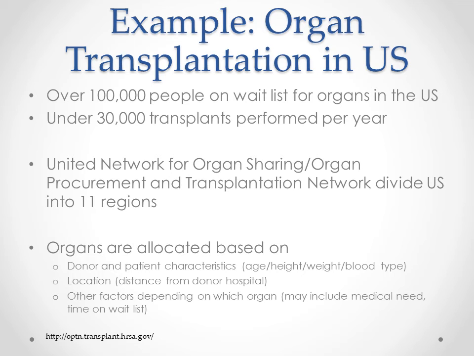into 11 regions and even smaller donor service areas. Patients who need organs are matched with donors as organs become available based on donor or patient characteristics, such as their size, the organ size, blood type, and age. Location of the donor organ plays a role, especially for organs that cannot survive long outside the body, like the heart. And other factors depending on which type of organ may play a role, such as how sick the patient is or how long they've been on a waiting list.